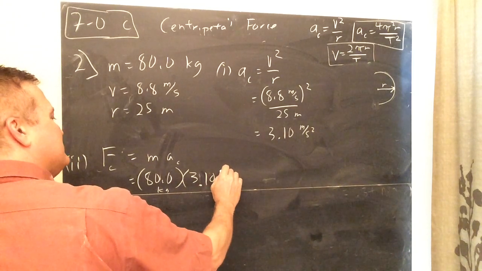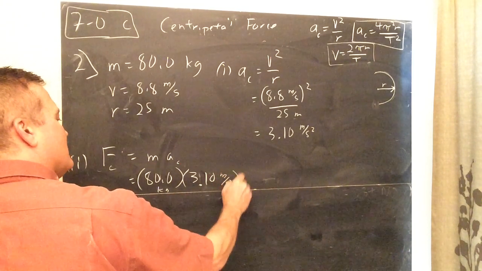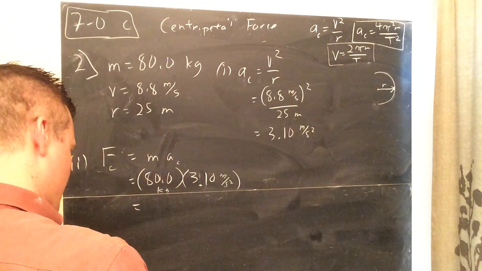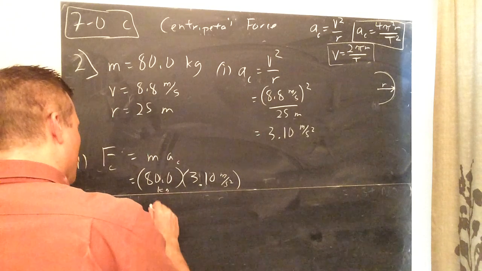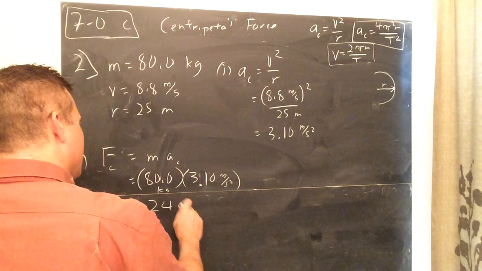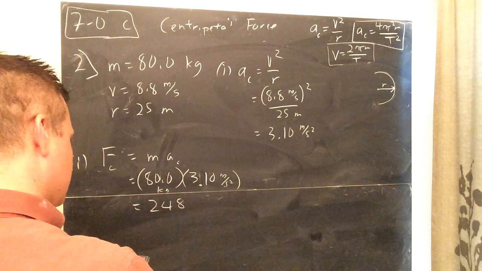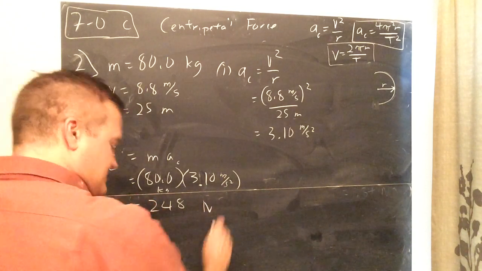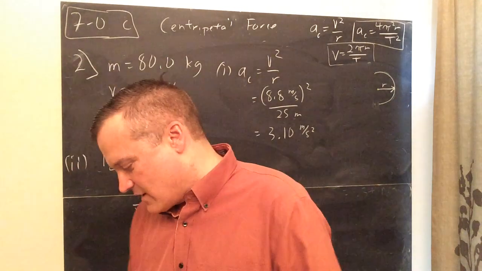Okay, 3.10 meters per second squared. All right, 80 times 3.10. 248. Is that right? 80 times 3.1, yeah, 248 newtons. That's the centripetal force on him.